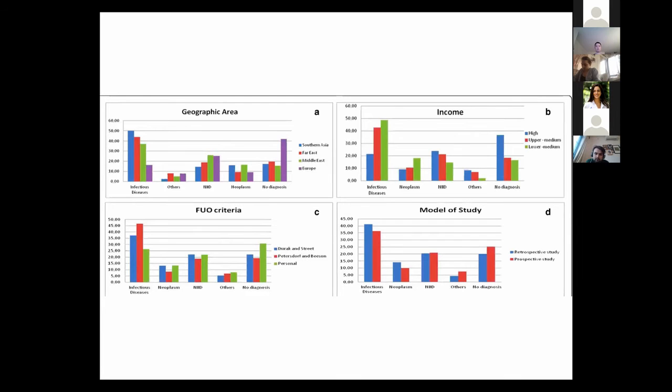And just to show, it varies depending on the geographic area, the socioeconomic status of the patients, which criteria you look at, and whether the model of the study is retrospective or prospective. So, for example, brucella, if you don't look at the Middle East and Southern Europe, brucella is not going to make up a large part of your FUOs.